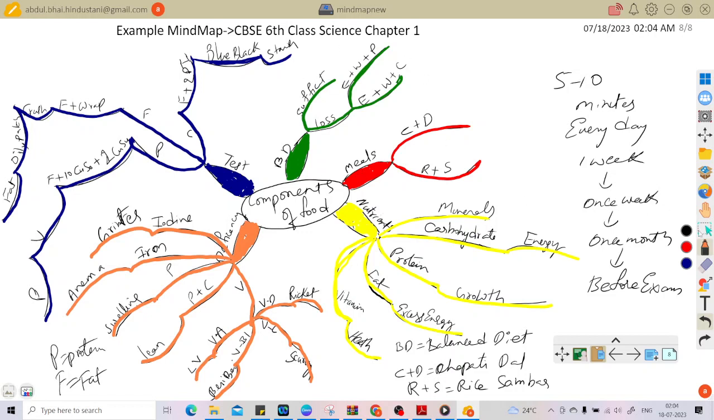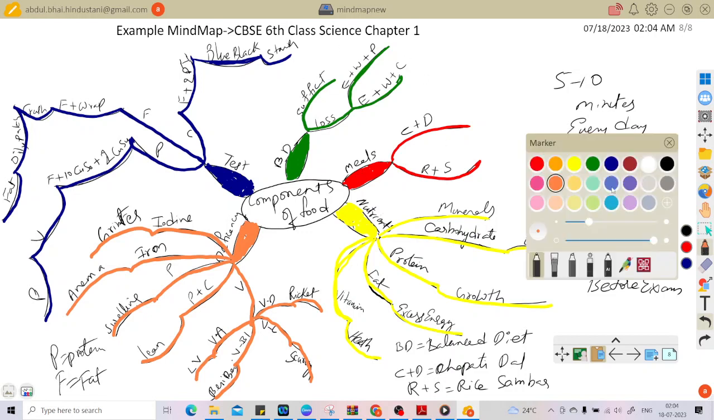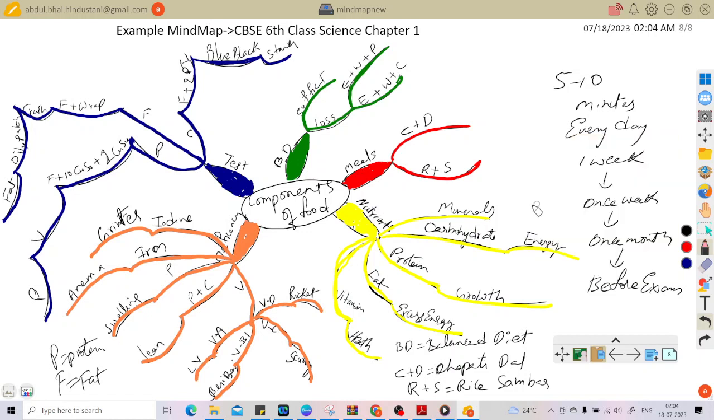Okay, and for the center also I need to represent with some color. So which one should I use? Okay, let me use some pink color. Yeah, so for the borders in the center I'm using this color. Okay, so that's it. We have completed the mind map of chapter 1 of the 6th class science book.